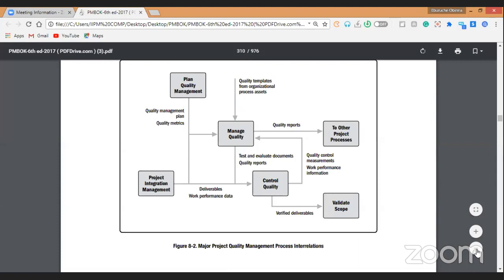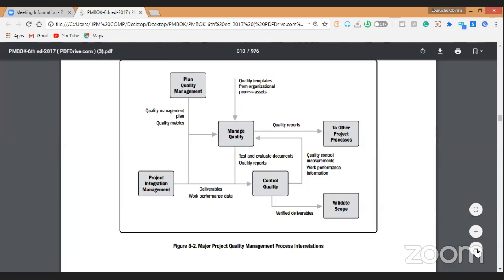So if you look at what we have here, from plan quality we go down, it serves as an input to project integration. Plan quality is going down to integration. Manage quality is also going down to integration. Controlling quality is a function we see in execution, right? So from plan quality it gets to be an input, from manage quality it gets to be an input, then we'll have control quality. And this control quality is also going to be paying good attention to the validated scope, the verified scope.